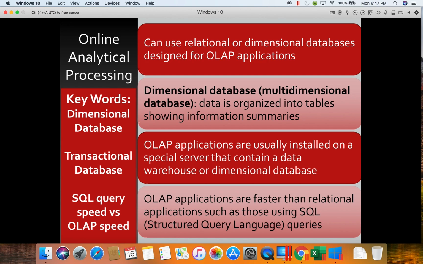OLAP applications are usually installed on a special server that would communicate with both the user computer and the server or servers that contain the data warehouse or the dimensional databases. They are often considered to be faster than SQL in using their queries. Because they are designed to process large amounts of records and produce summaries, they are usually significantly faster than most relational applications such as SQL or structured query language queries.